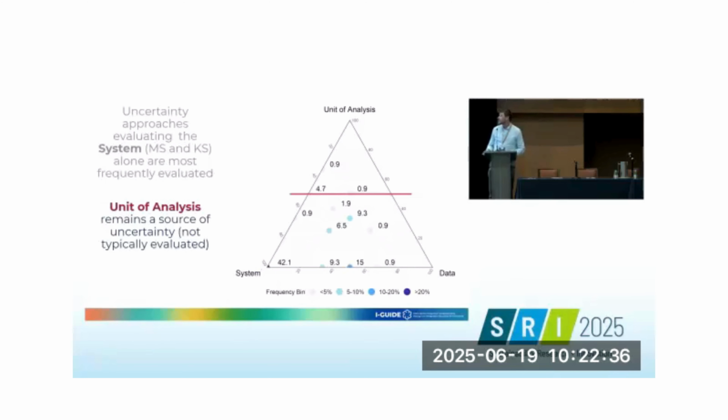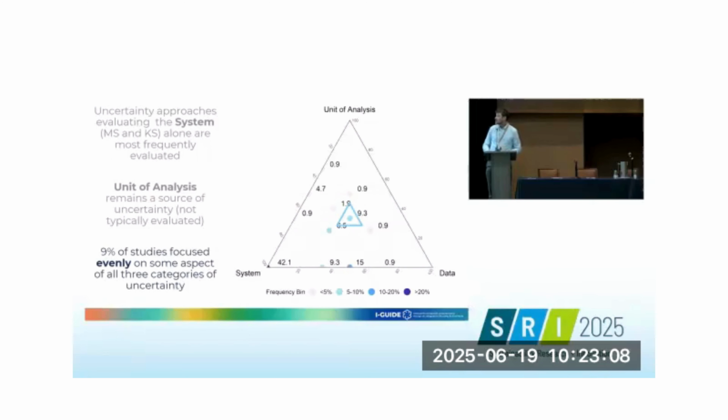We also can see from this that unit of analysis remains a common source of uncertainty in Chan's models, so this was not typically evaluated. This line going up is the 50% line. So anything below this line would have been at least one of the sources evaluated. And on that bottom line, that is 0 of the unit of analysis. So this means the unit was not evaluated in any of those studies. And that was over 2/3 of our studies did not look at the unit of analysis. And then lastly, in the middle, only 9% of studies focused evenly on some aspect of uncertainty.